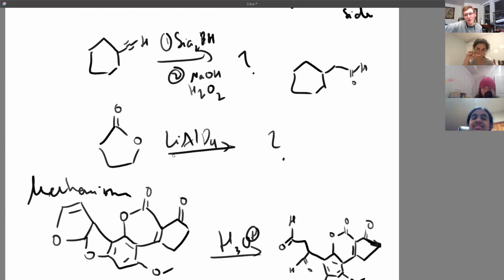Okay, and so lithium aluminum deuteride is going to open it up, right? Because this is strong enough that it can cleave esters. So that's what it's going to do. This thing cleaves the esters.